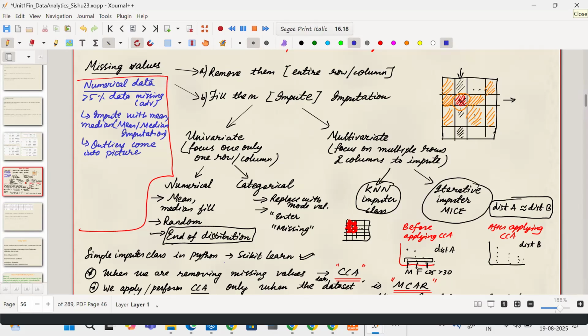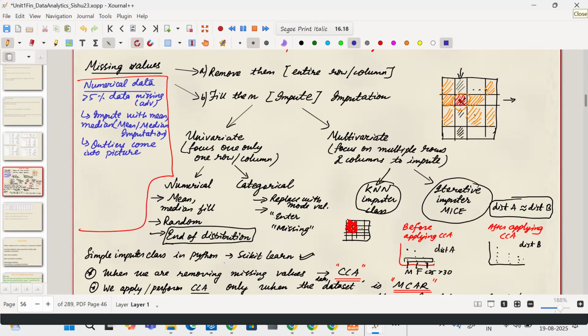So if you do numerical mean median imputation, then most likely outliers can come into the picture. Suppose an outlier is there in your data set and you're taking the mean. The mean is slowly being pushed towards the outlier, and you will be filling that missing value with that big value towards the mean or towards the outlier. So that's how it is a bit tricky. If you're using mean median imputation, outliers can come into the picture.